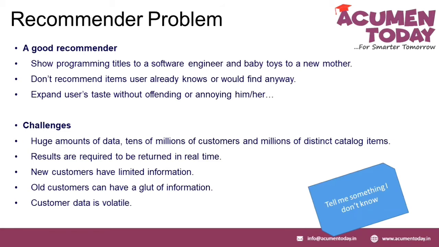And then, of course, baby toys to a new mother. Of course, a new mother who's come online would definitely be looking at something to be used for the baby, right? And don't recommend items the user already knows or would find anyway. So that is something which I need to eliminate. While I'm building an algorithm, I need to keep all of these aspects in mind. Expand the user's taste without offending or annoying him or her.